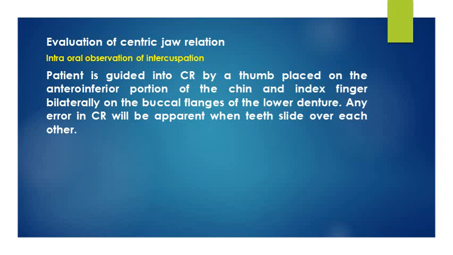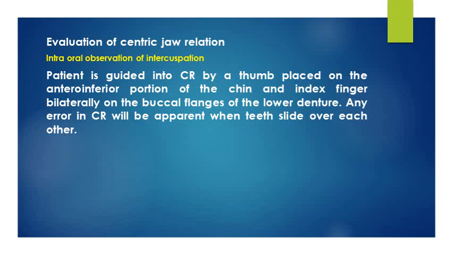Evaluation of centric jaw relation. How to evaluate the centric now? We evaluate the vertical very well by the closest speaking space, by the tone of the muscle, and by the measurement of the two points. Now, evaluation of the centric. The centric jaw relation means the horizontal relation between upper and lower denture bases.